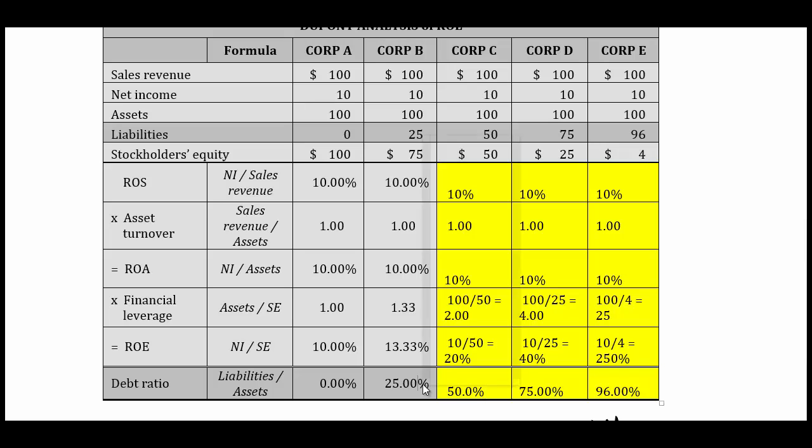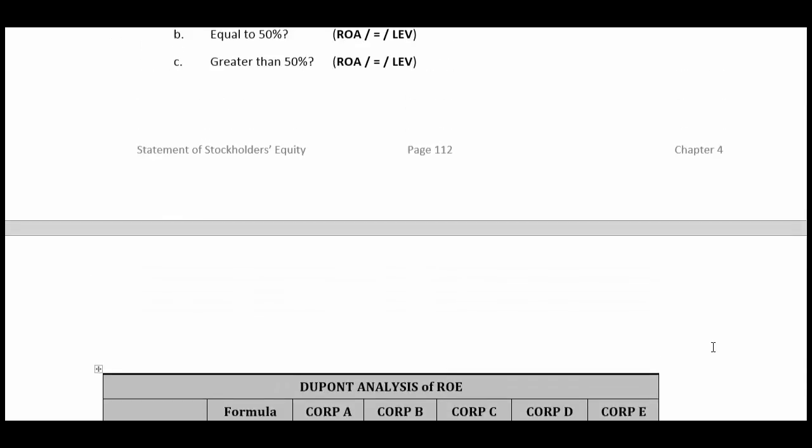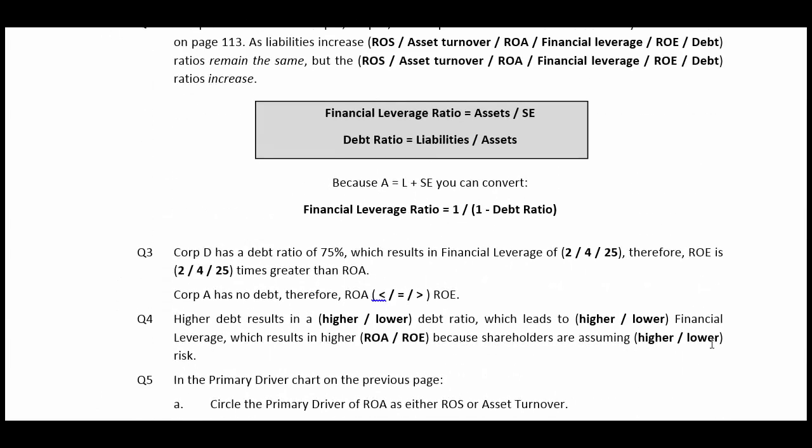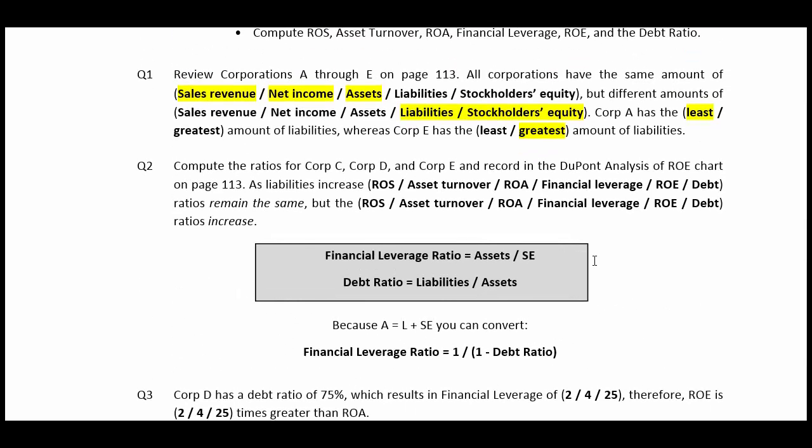Let's quickly answer the questions then. I don't think it's necessary even to answer them, but let's do it anyway. Compute the ratios for corporations C, D, and E and record in the DuPont analysis. As liabilities increase, which ratios remain the same? Return on sales and asset turnover remain the same. Return on assets also remains the same. But which ones change? Financial leverage, ROE, and debt. Which ones increase? Financial leverage increases. All of these increase.